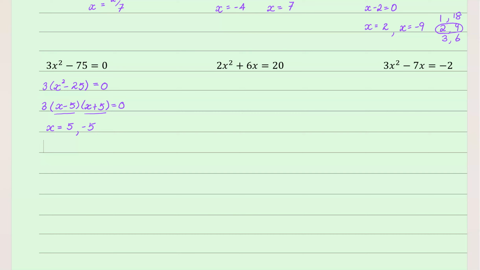Okay, once again, we're in our routine. Get everything on one side. Is there a common factor? Yes, there is, because everything is even. So we're going to pull out 2 as our common factor. And we notice they're all even. So divide through by 2. There we go.